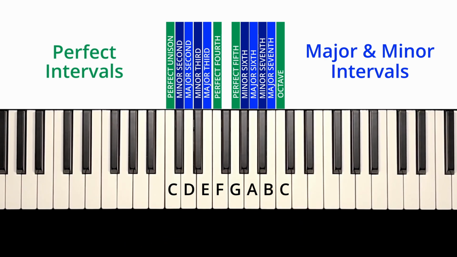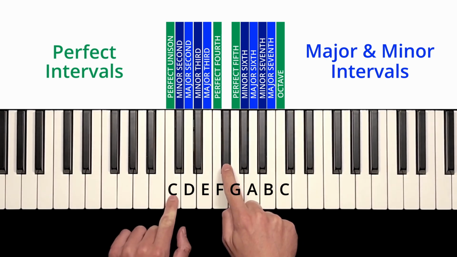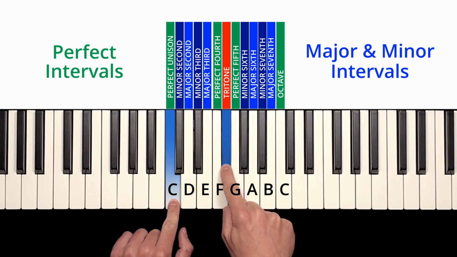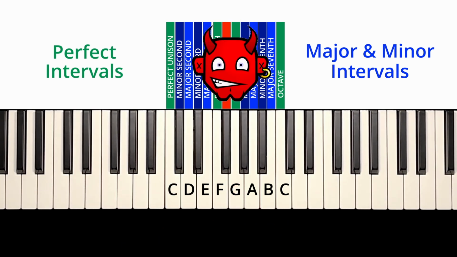Now, there's one key we haven't named yet, the note between the perfect 4th and the perfect 5th. This interval is called a tritone. It's considered the most dissonant interval in Western music and was even nicknamed the devil in music in medieval times.